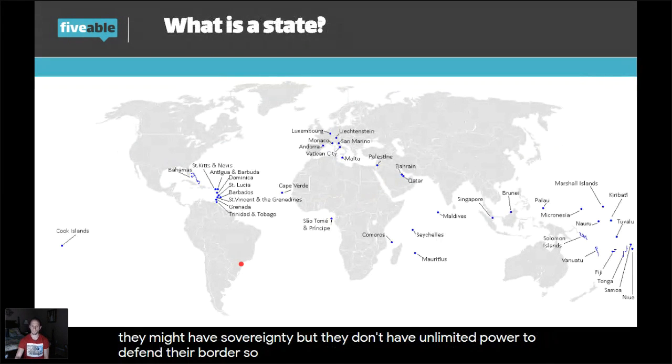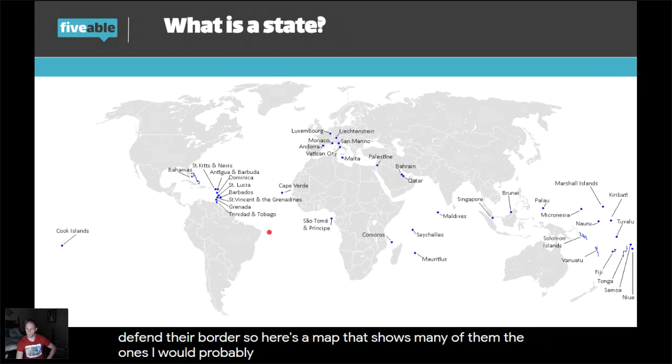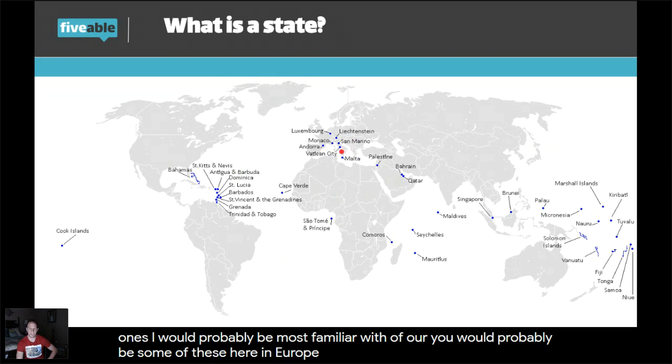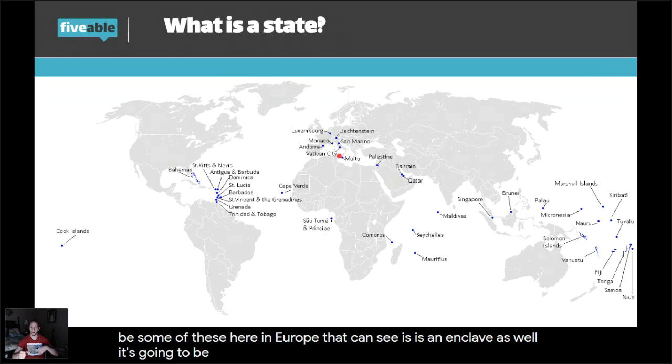So here's a map that shows many of them. The ones I would probably be most familiar with if I were you would be some of these here in Europe. Vatican City is an enclave as well. It's completely surrounded by the state of Italy.